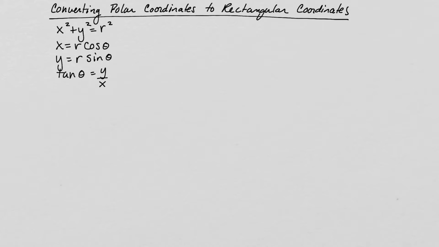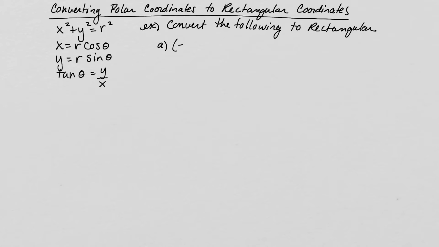So in this case, if we look at convert the following to rectangular, so A, -3, 5 pi over 4. Going from polar to rectangular is actually way easier. The only equations we need are these two right here because they give us a way to find x and a way to find y. And that's all we need to find.